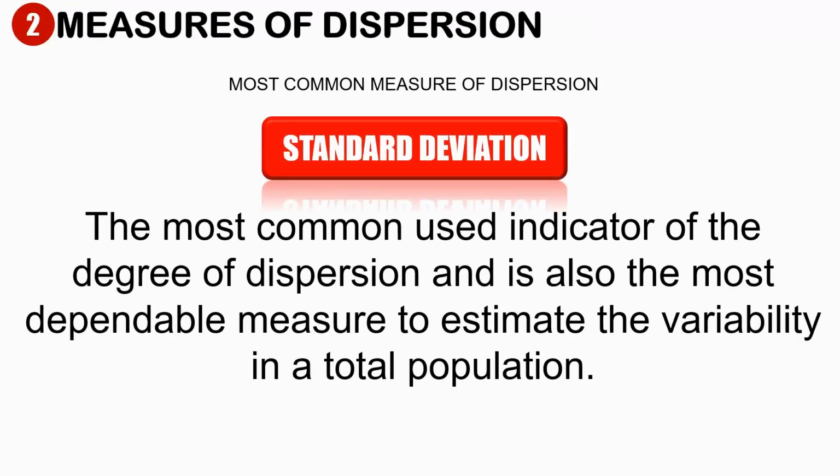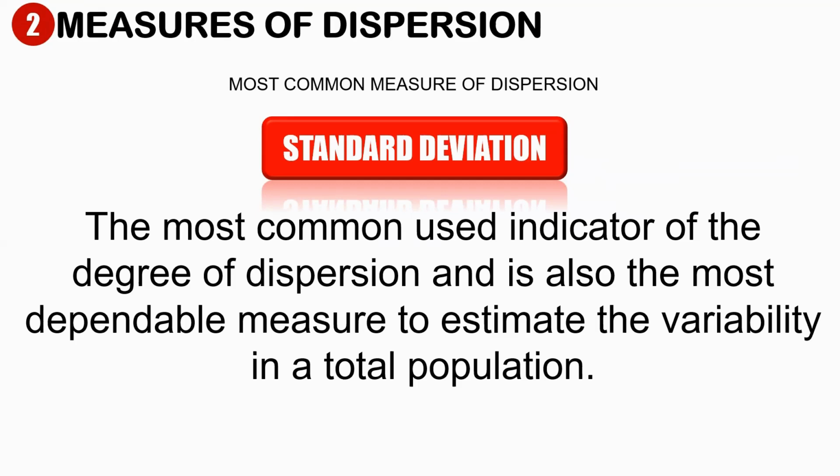Okay, now let us take a look at the standard deviation. The standard deviation is the most commonly used indicator of the degree of dispersion and is also the most dependable measure to estimate the variability in a total population. A low standard deviation means the data points are close to the mean, indicating less variability or spread in the data. When we have a high standard deviation, it means that the data points are spread out over a larger range, showing greater variability. So why is standard deviation important?